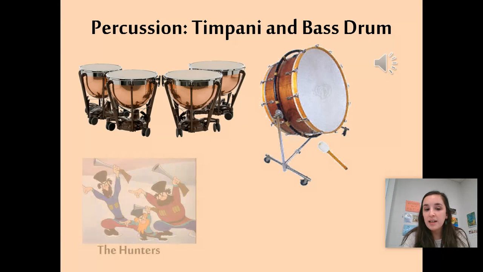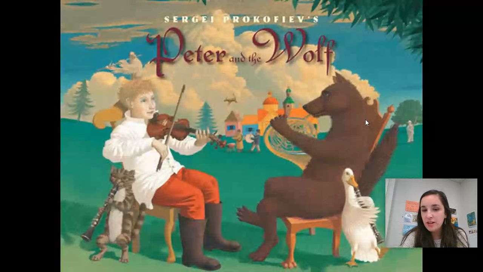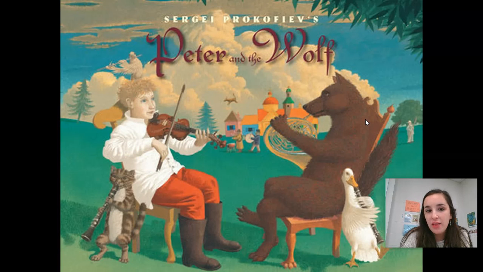And our last character in Peter and the Wolf is the hunters, which is played by 2 kinds of percussion instruments, the timpani drums and the bass drum. So those are our 7 characters and our 7 instruments from Peter and the Wolf.